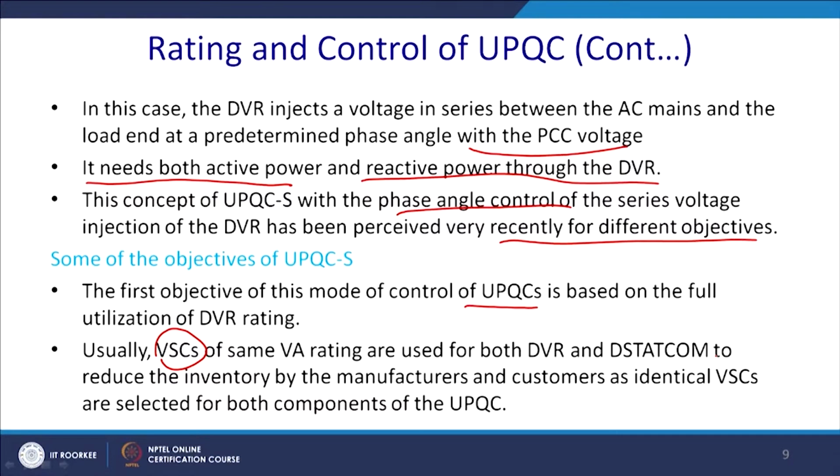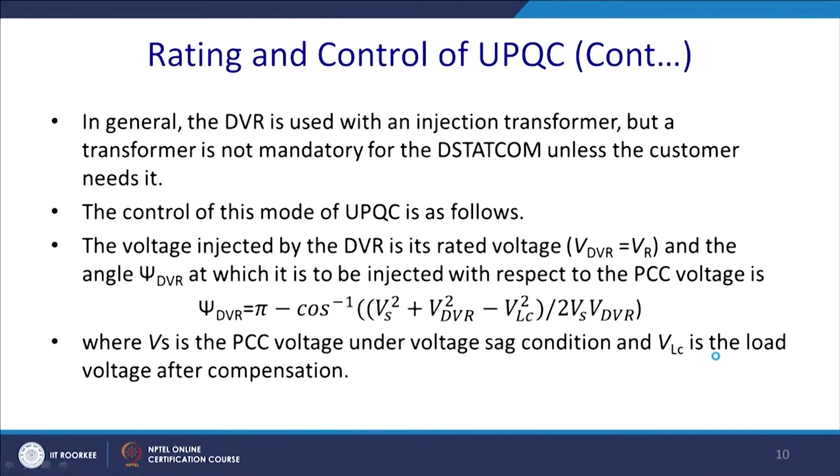UPQC. In general, the DVR is used with an injection transformer, but a transformer is not mandatory unless the customer needs it, because the system will be bulky. Sometimes we require the galvanic isolation that is prescribed by the grid code, or it can be a choice of the customer also, then we will provide the customer the transformer in case of the D-STATCOM.